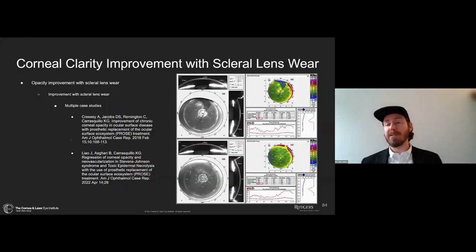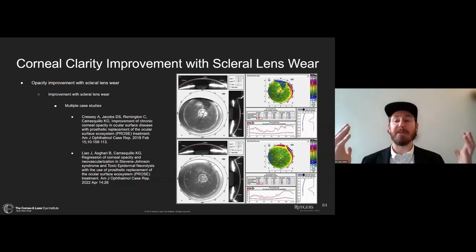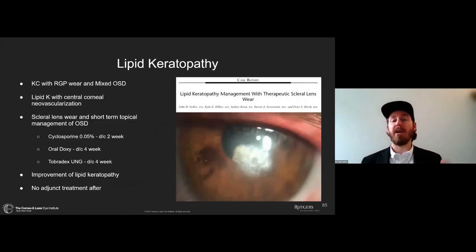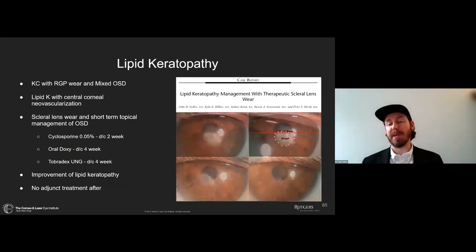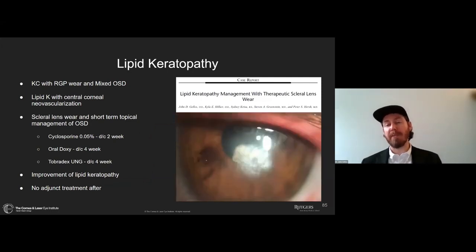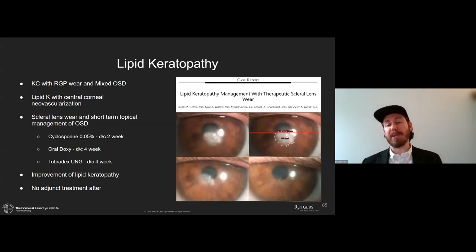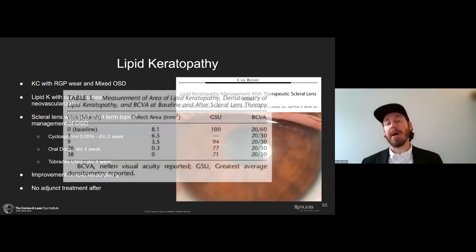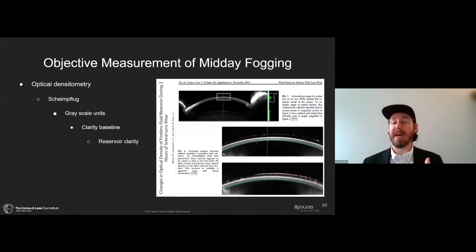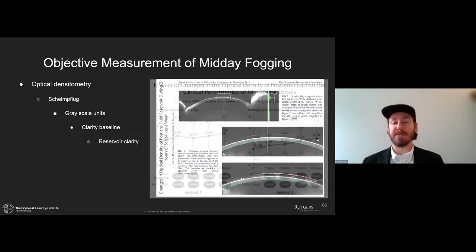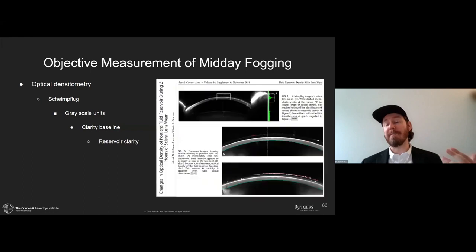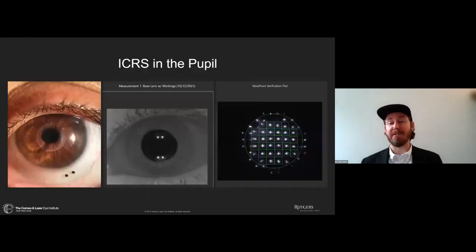Now, scleral lenses, we know corneal clarity can improve under a scleral lens over time. Scars can lighten, opacities can lighten, lipid can resolve because we've gotten rid of the inflammatory cascade. All those things can help. We've shown this with the use of scleral lens over time for an individual, and the clarity that can be restored in their cornea. But these GSUs are going to affect the clarity of the individual's vision. And we can also look at midday fogging as a contributor to scatter as well.